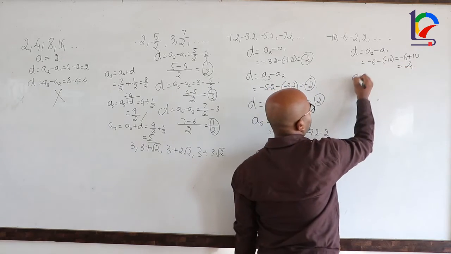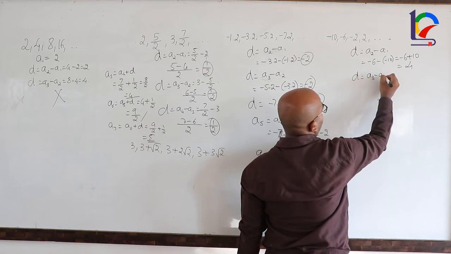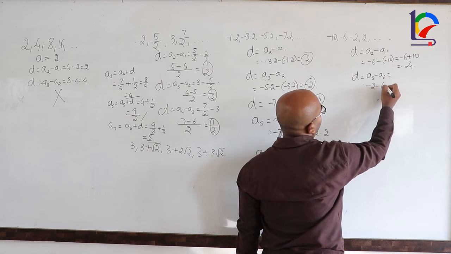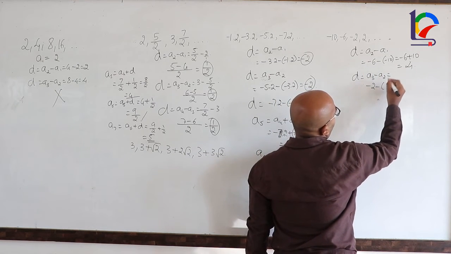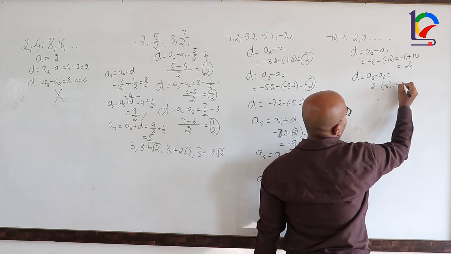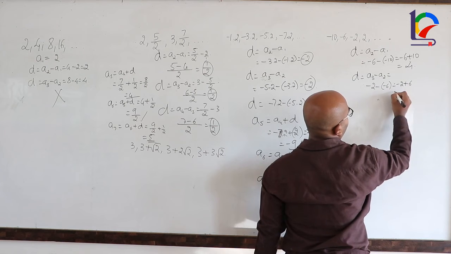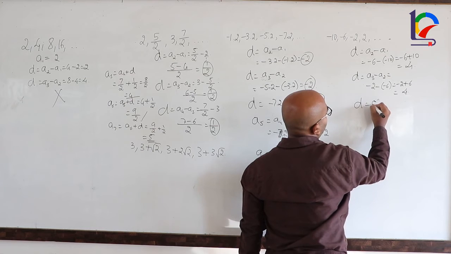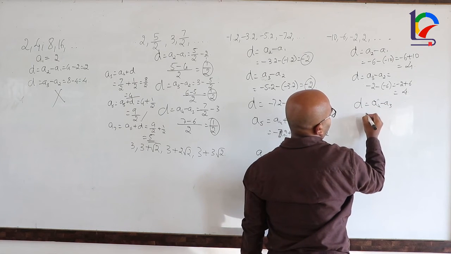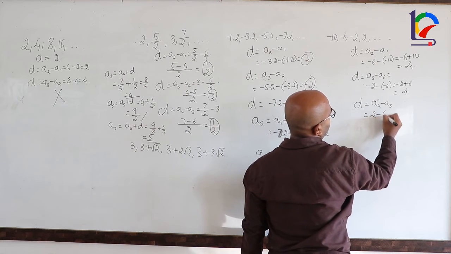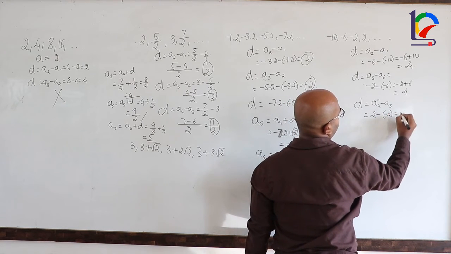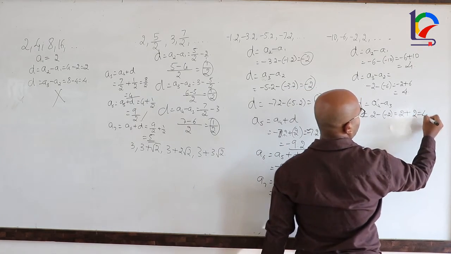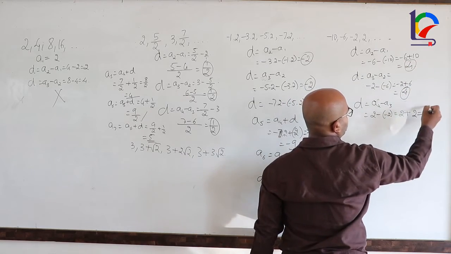So what is D in the second case? A3 minus A2. What is A3? Minus 2. Minus what is A2? Minus 6. So minus 2 minus into minus plus. So it is 4. Third case, it is A4 minus A3. What is A4? 2. Minus what is A3? Minus 2. So 2 plus 2, because minus into minus is plus. What is 2 plus 2? 4. So in all the cases it is 4.